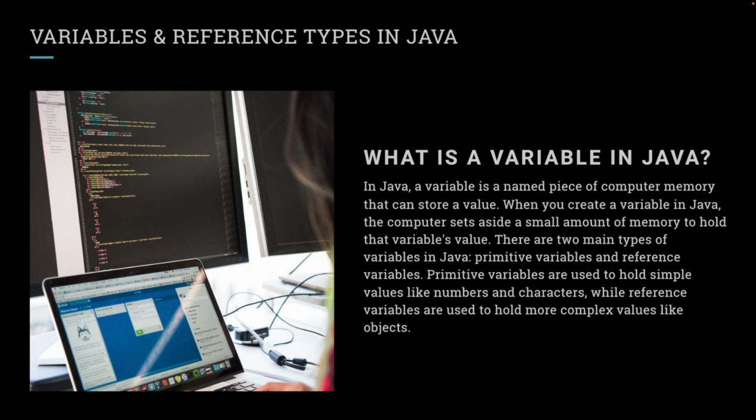Primitive variables are used to hold simple values like numbers, characters, or even booleans. You can only store one value in these primitive variables, whereas a reference variable is used to hold more complex values like an object, and an object can have different properties and methods associated with that object. So let's explain that more in depth.